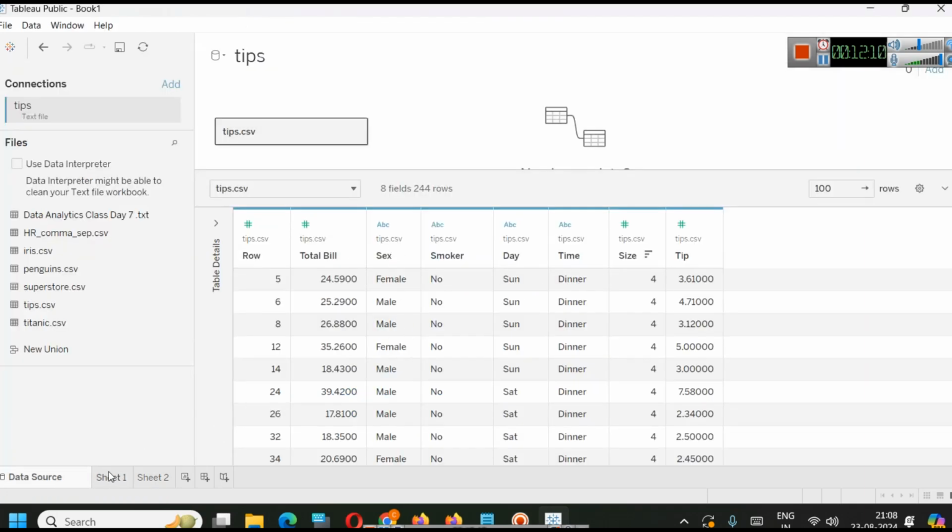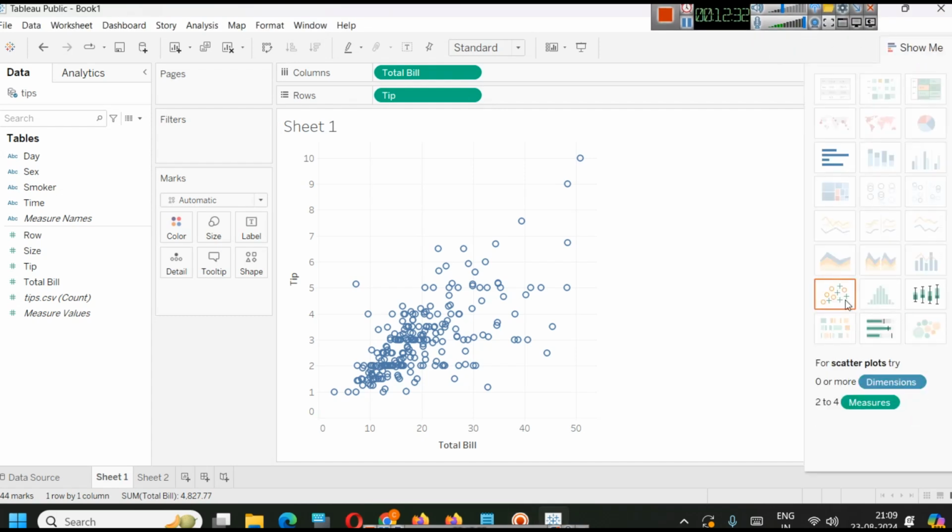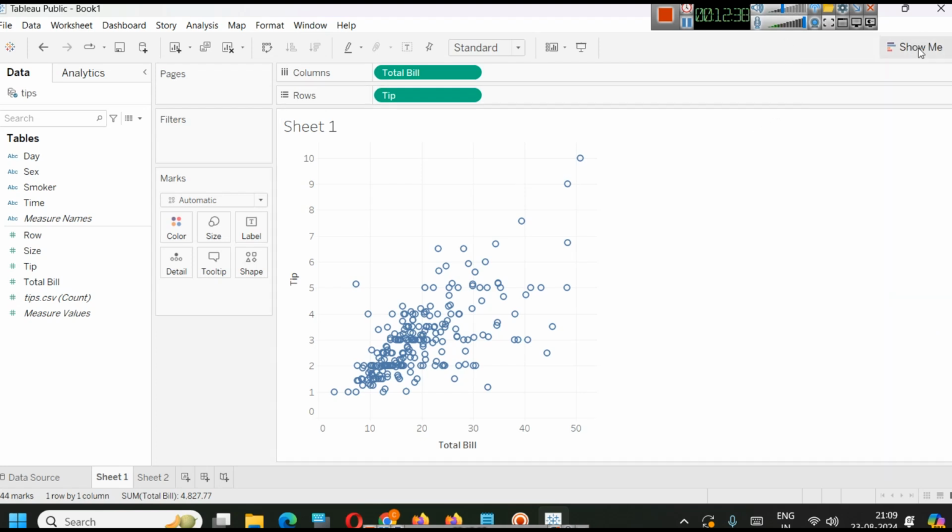Now once you have a scatter plot, you can use the dimensions in these marks. Right now we haven't used these marks. We have just used total bill and tip, and by default it created the scatter plot. You can choose other types of graphs also, but I will explain about these graphs later.